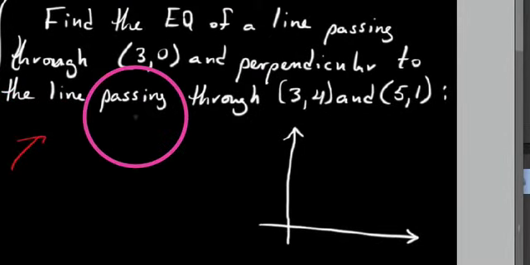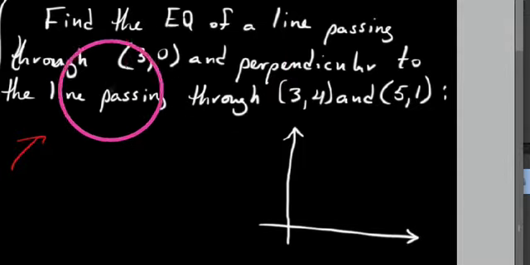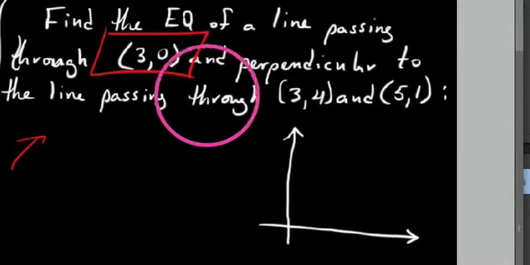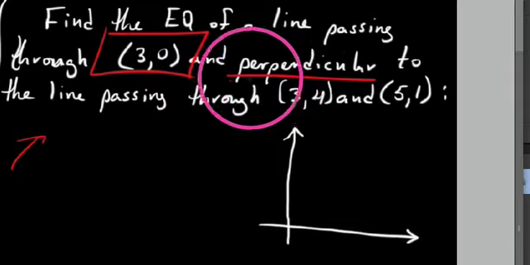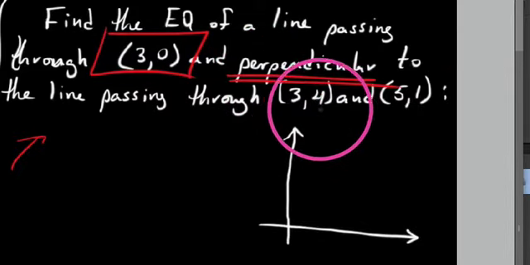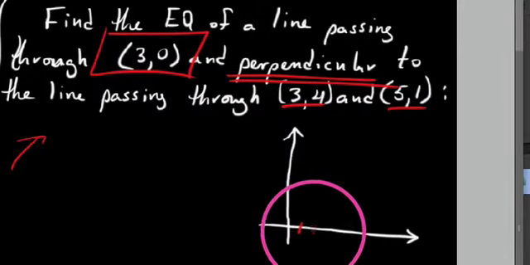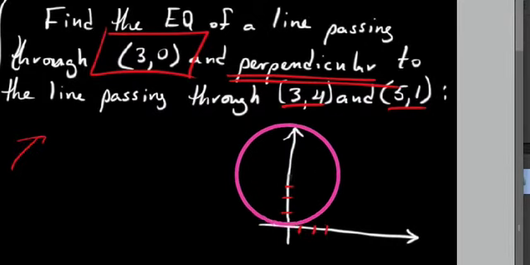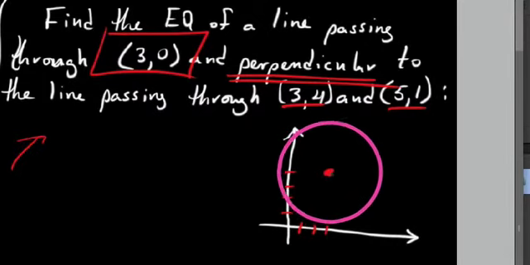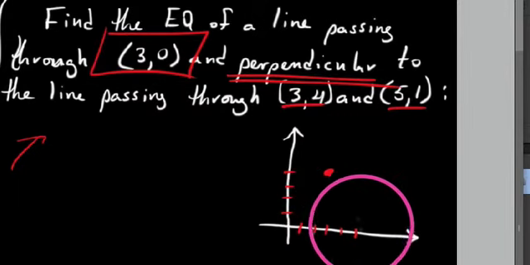All right. Starting with this, we say find the equation of a line passing through this point. So we want to go through (3, 0), but this time we want it to be perpendicular to a line passing through (3, 4) and (5, 1). So first things first, let's sketch these second 2 points. We go 3 up 4, and then we go out 5 and up 1.